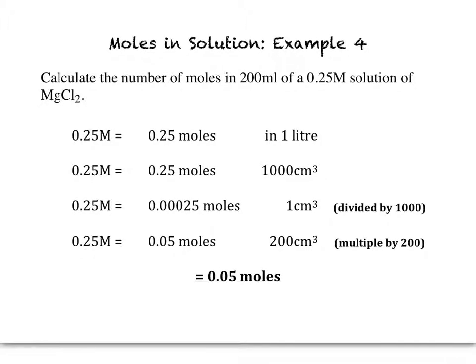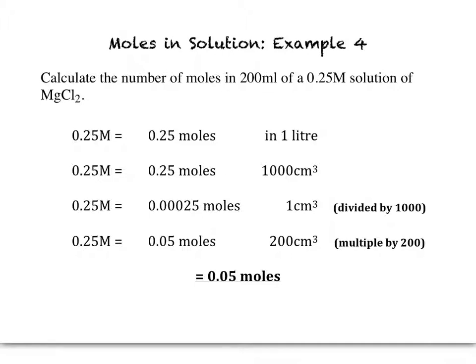Moles in solution, example 4. Calculate the number of moles in 200 milliliters of a 0.25 molar solution of magnesium chloride. Again here we are told the concentration of the solution and need to work out the number of moles in 200 milliliters of the solution.